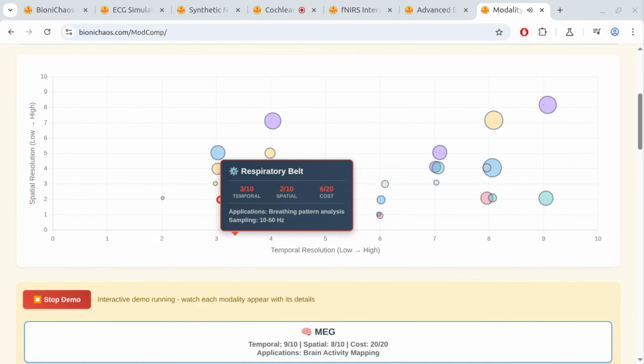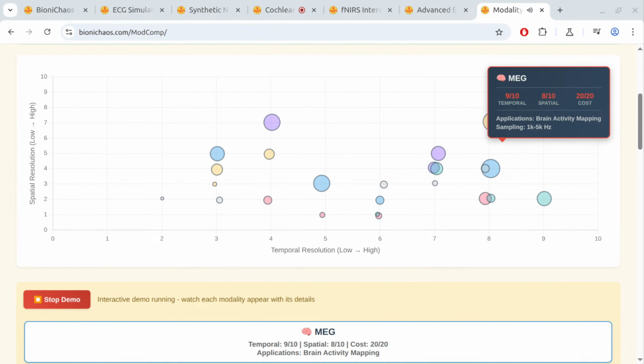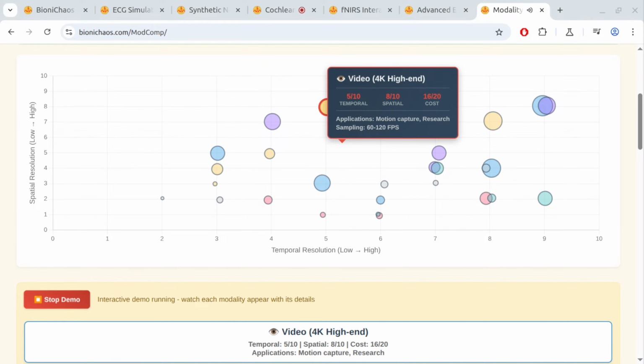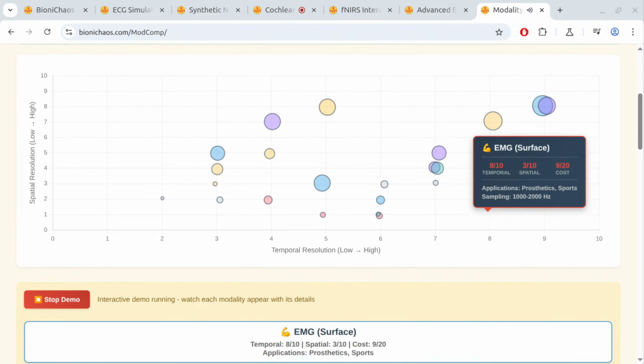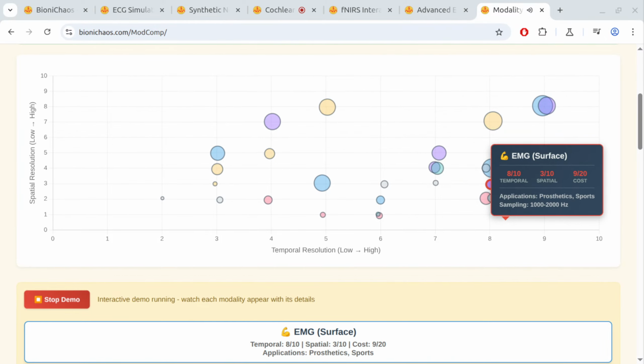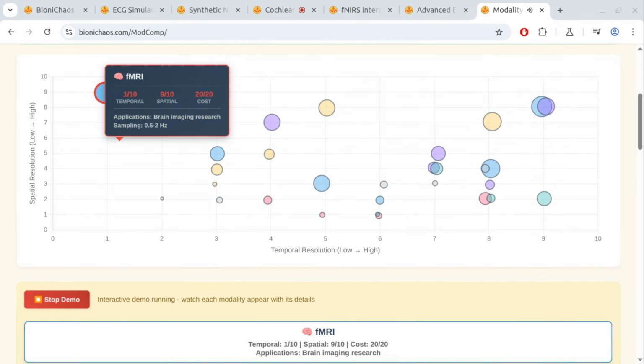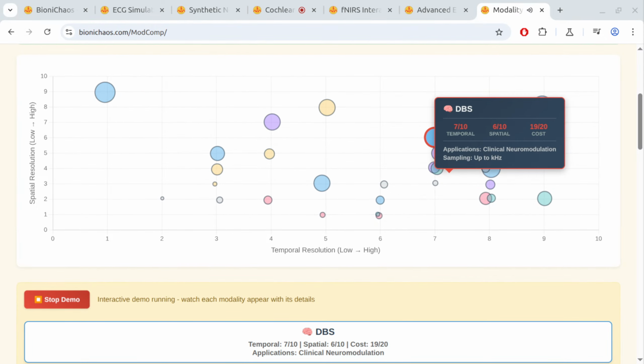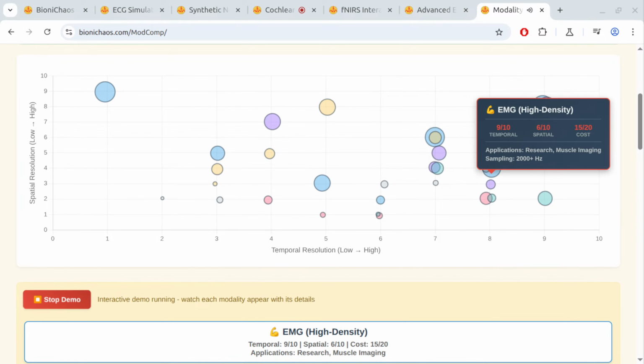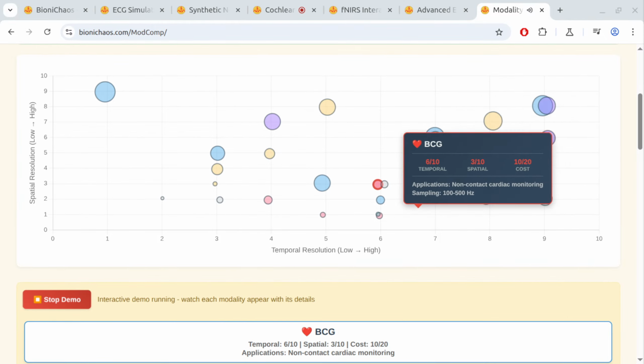Precisely. But here's the kicker, the part I find really neat. The size of the bubble representing each sensor on this chart. That shows its relative cost. Oh, interesting. So you get speed, detail, and price, all in one visual. You got it. It tells a whole story at a glance, and you immediately see these clusters, these sort of quadrants, as the sources call them. Right, each telling a different story about trade-offs.